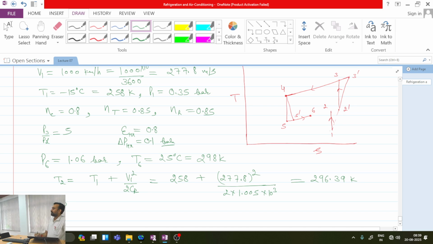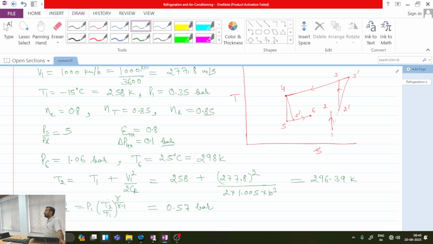1 to 2, the ram, is nothing but a compression process, an isentropic compression process. So P2 will be P1 times T2 by T1 power gamma by gamma minus 1. Okay, what will be gamma? Gamma will be 1.4. You know T2 now, you know T1, P1 you know, and gamma is 1.4 for the gas. What is the value of P2? How much? 0.57 bar. This is the value of P2.